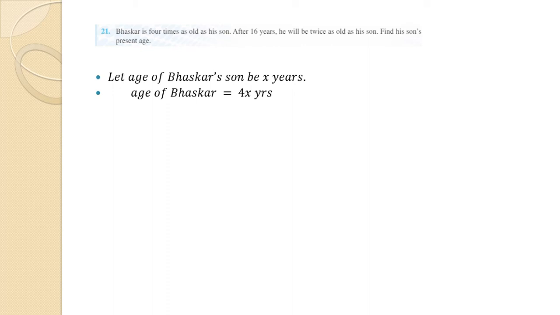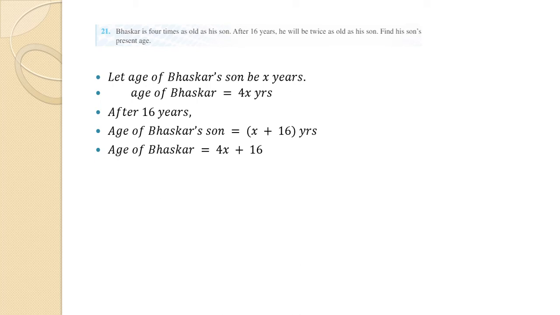Here I have taken that let Bhaskar's son's age be x years. So according to the condition, Bhaskar's age will be 4x. Let us find what happens after 16 years to Bhaskar's son's age and Bhaskar's age. Age of Bhaskar's son will be x plus 16 and age of Bhaskar will be 4x plus 16.